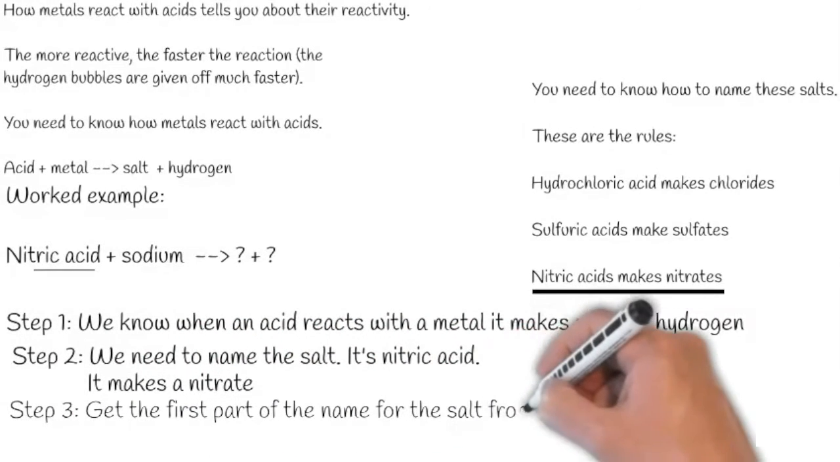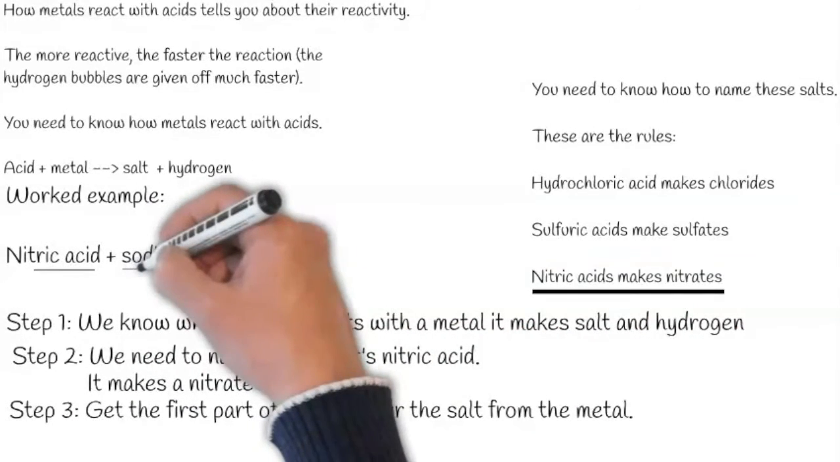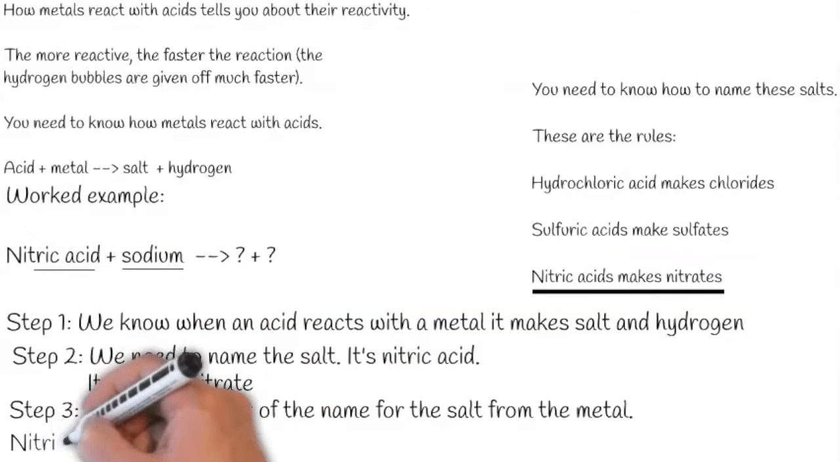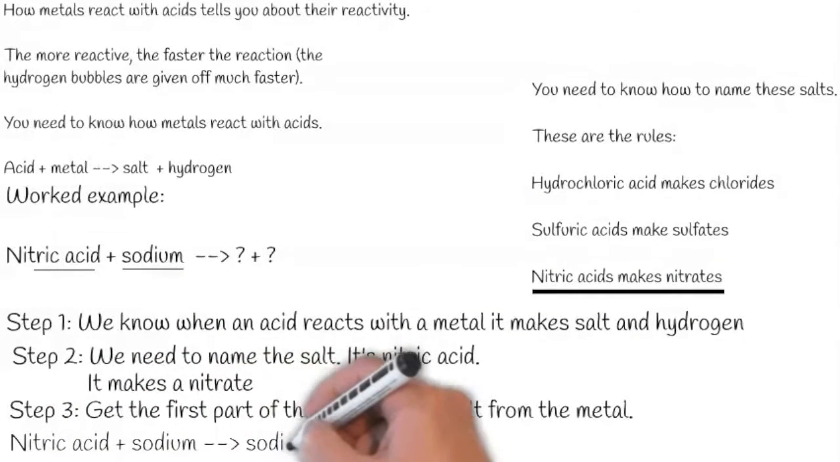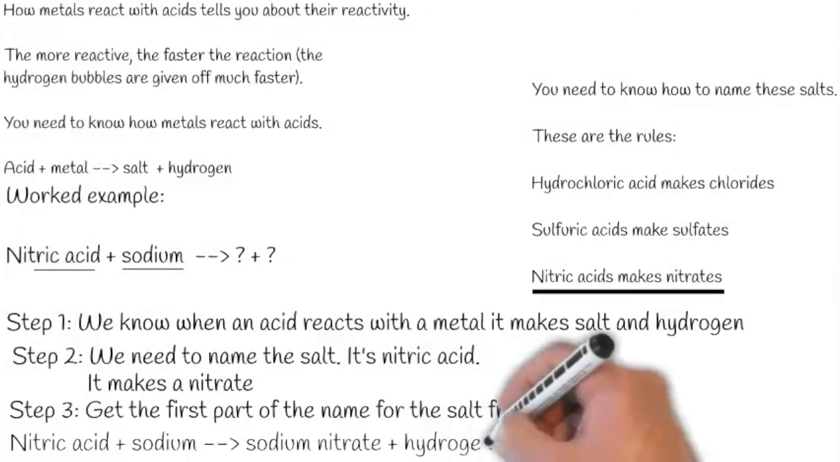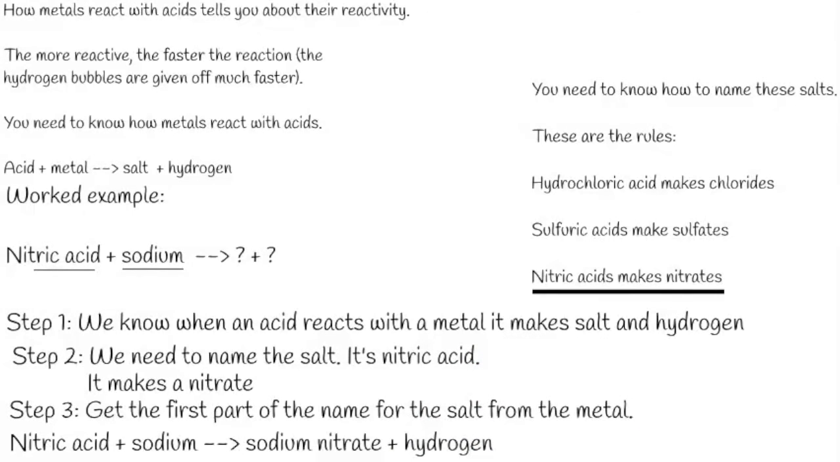We need to get the name of this first part of the nitrate from the metal. It's a sodium, so it'd be sodium nitrate. So you have nitric acid plus sodium makes sodium nitrate plus hydrogen.